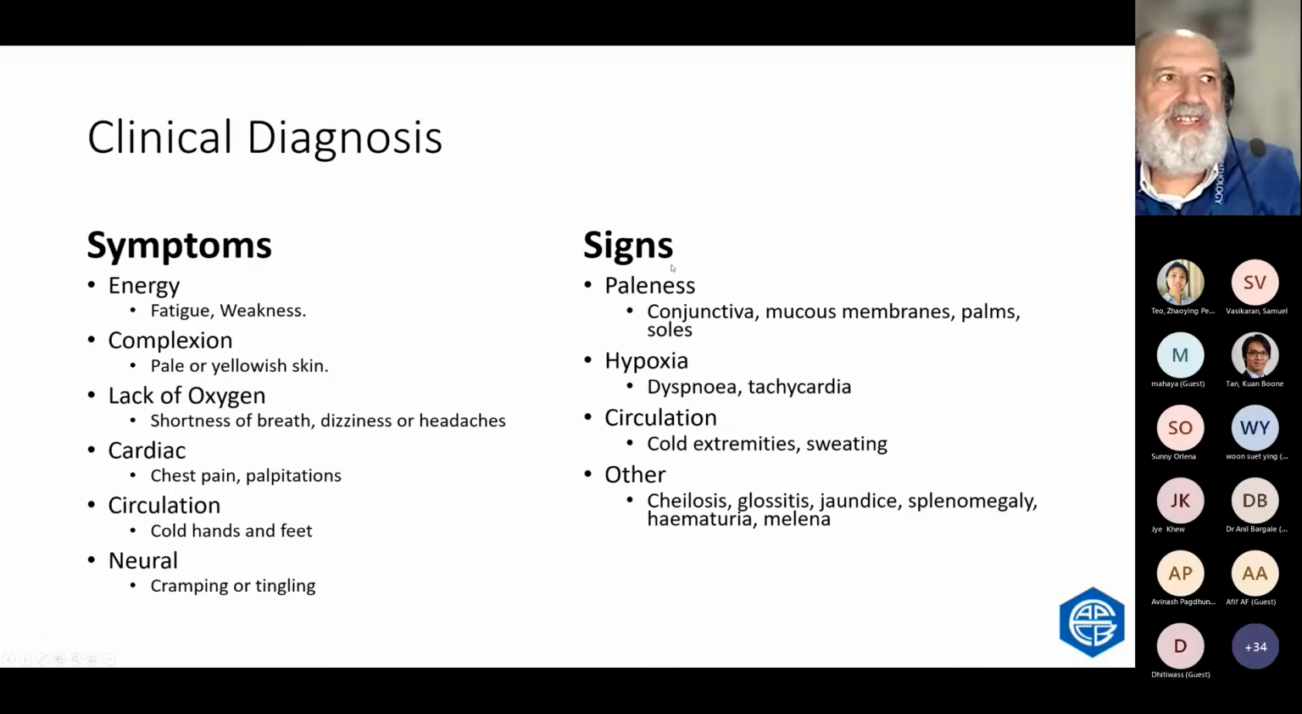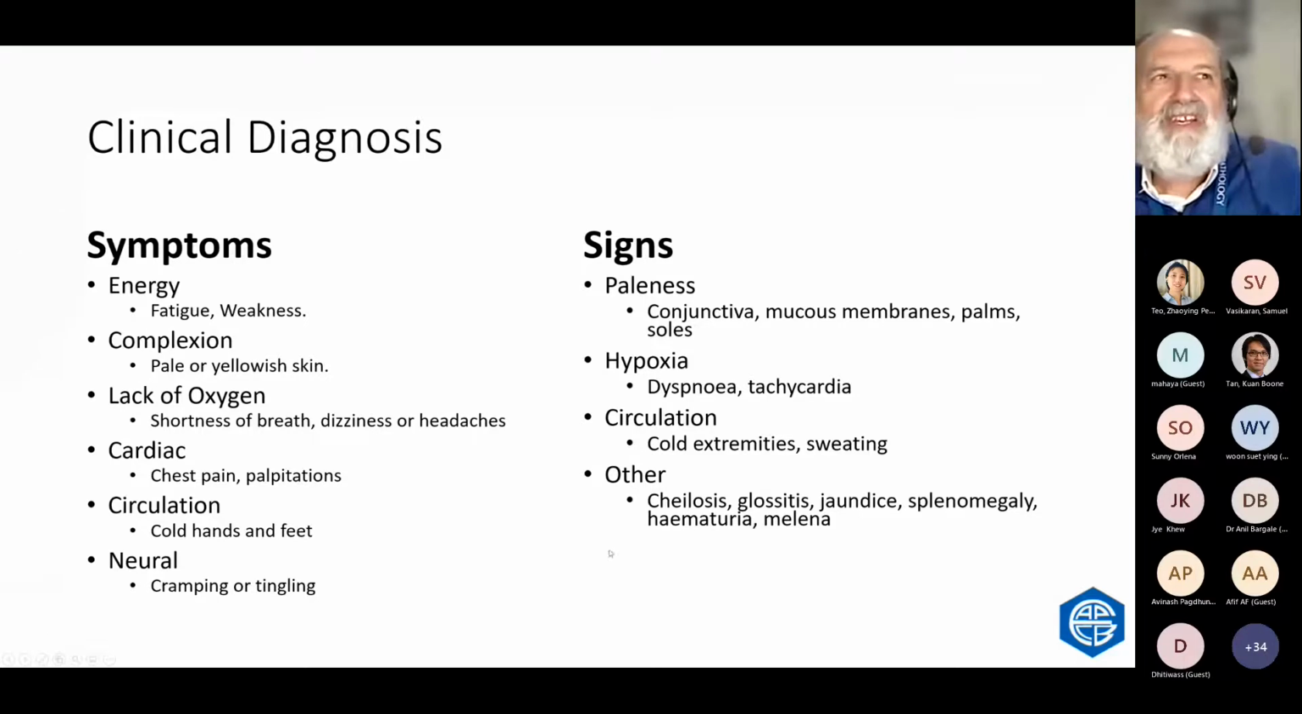And then the things that the doctor can see are the paleness, either of the conjunctiva or the palms and soles, the creases. You might be able to see that the patient's short of breath. You might be able to see that they've got cold hands. You might be able to see symptoms of the various causes of anemia.